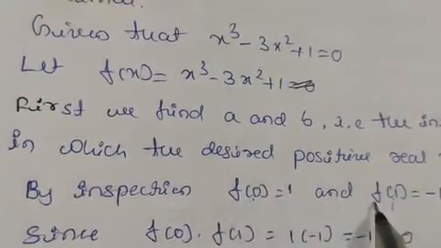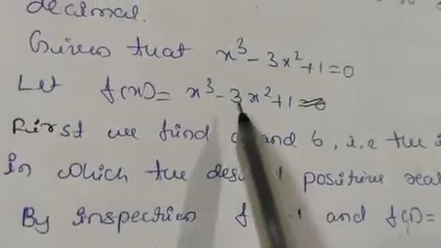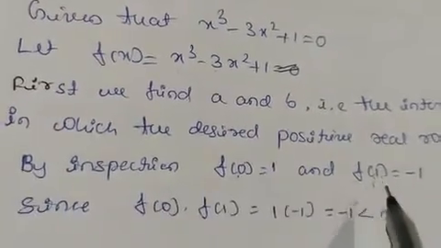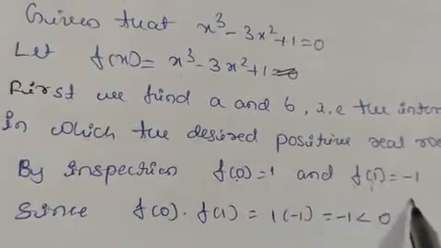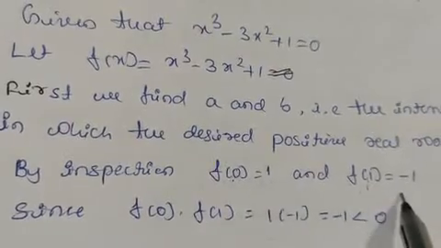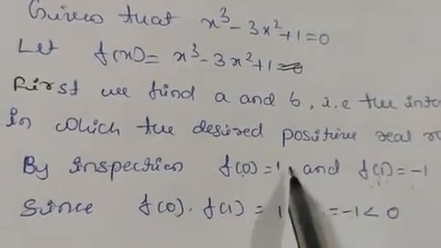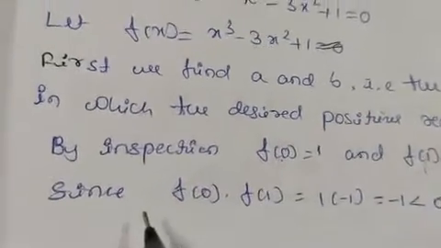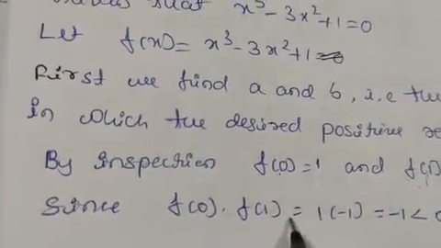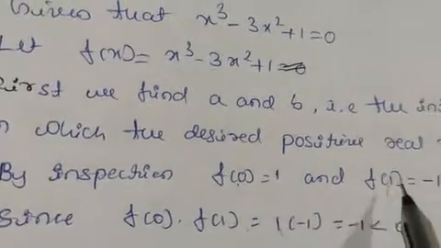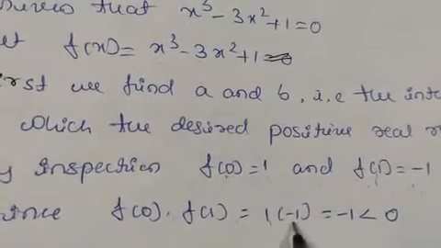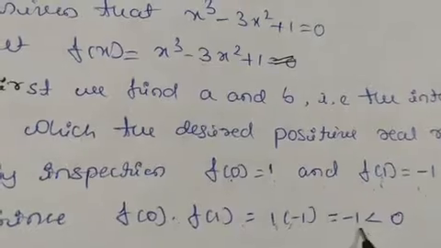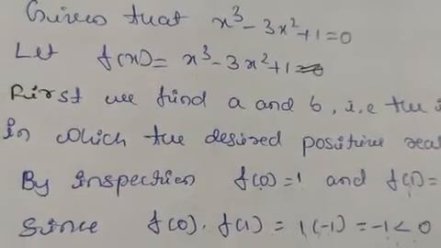We have taken initial values 0 and 1, and we have tested it for f of 0 and f of 1, and they are of opposite sign. F of 0 is positive and f of 1 is negative. Don't see the value, whether they are positive and negative, that only you have to say here. So since f of 0 into f of 1, that is f of 0 is 1 and f of 1 is minus 1, so 1 into minus 1 is how much here? Minus 1, which is less than 0, means that is negative.